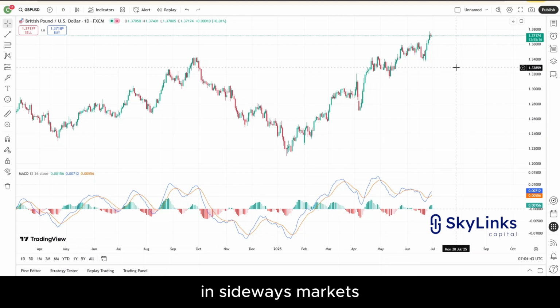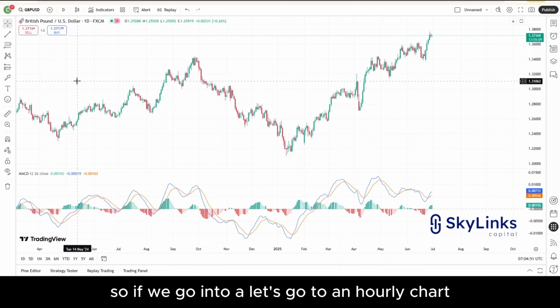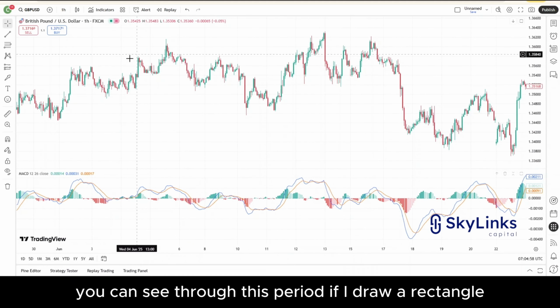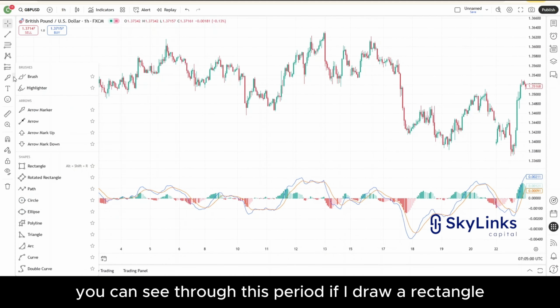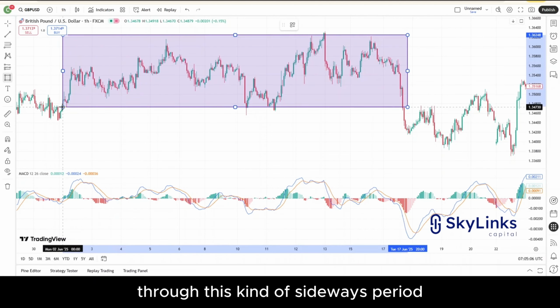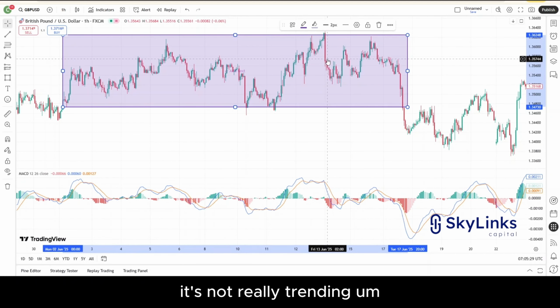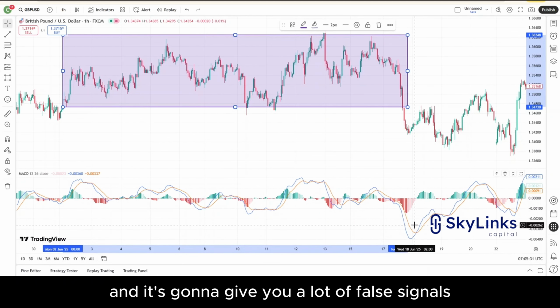In choppy markets, in sideways markets, the MACD is going to give you lots of false signals. So if we go into an hourly chart, you can see through this period, if I draw a rectangle through this kind of sideways period, every time we've seen a cross, the market's not really followed through. It's not really trending, and it's going to give you a lot of false signals.